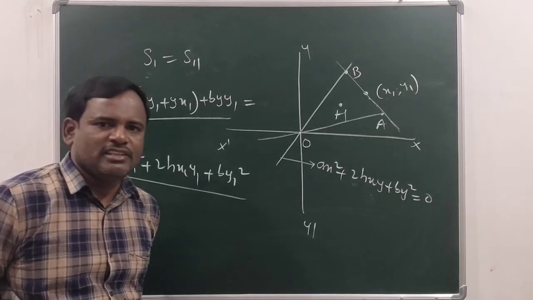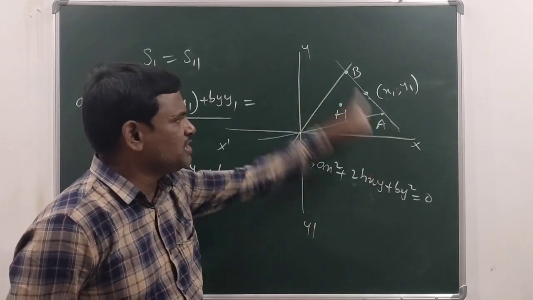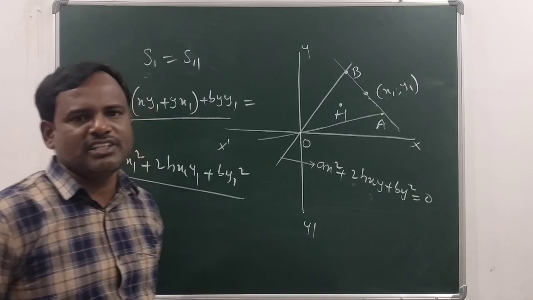Okay students, I hope you have understood how to find the equation of this line when the midpoint of the line and the pair of straight lines passing through the origin are given.